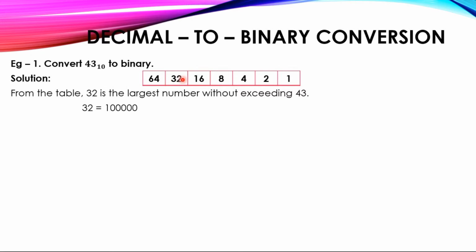So below 32 we have to write 1. The rest of the values ahead will be 0. So 1 0 0 0 0 0. 32 will be represented as 1 and 5 times 0.